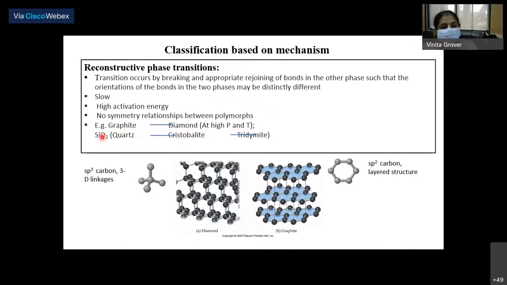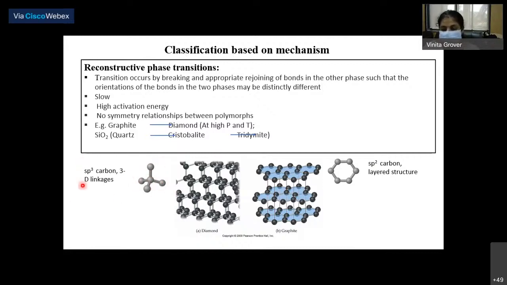Okay. So for example, graphite to diamond. Graphite is the stable form of carbon at room temperature. All of you know that. However, when you increase the temperature and pressure, graphite converts to diamond. Now this is a phase transition happening between two phases of carbon. But if you look at it, graphite has sp2 carbon and it has a layered structure like this. Whereas diamond has sp3 carbon, where each carbon is attached to 4 other carbons.